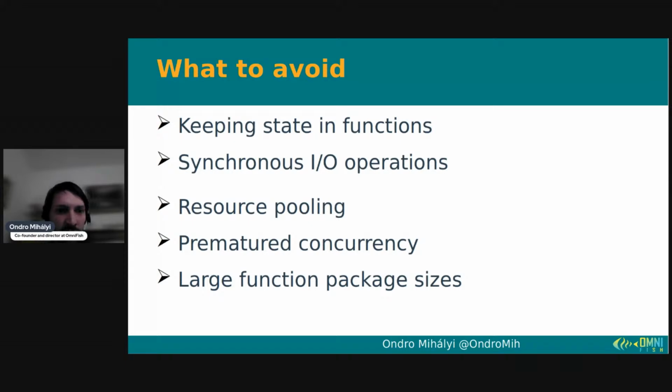Similar with premature concurrency. If you try to create too many parallel invocations, you cannot utilize them. If you use multiple threads, you often cannot utilize them for just one single request. So if you have some framework that prematurely creates multiple threads, and you're going to be using only one thread, there's no reason to use this.